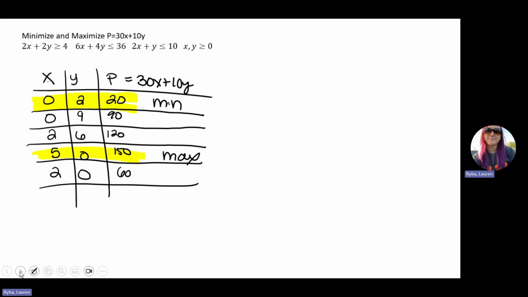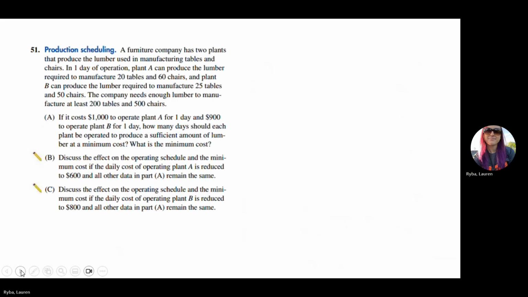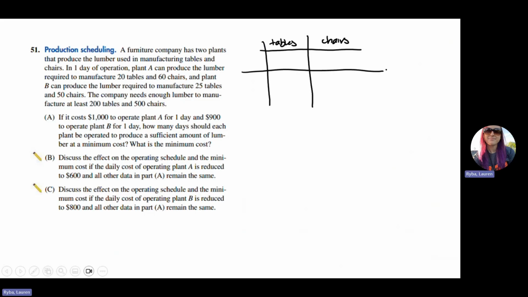So we'll try a few more here. A furniture company has 2 plants that produce the lumber used in manufacturing tables and chairs. Okay, so we have, let's see, we're making tables and chairs, and we have 2 plants, so plant A and plant B.